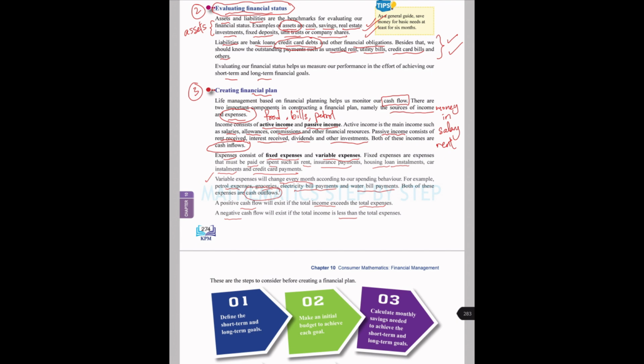Okay, this is very important. Later we'll look at some examples and learn how to count the cash flow. We should always maintain positive cash flow, so that our income is more than our expenses.